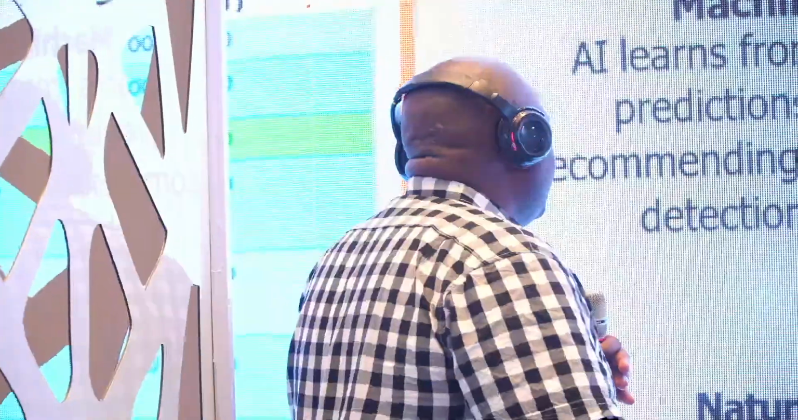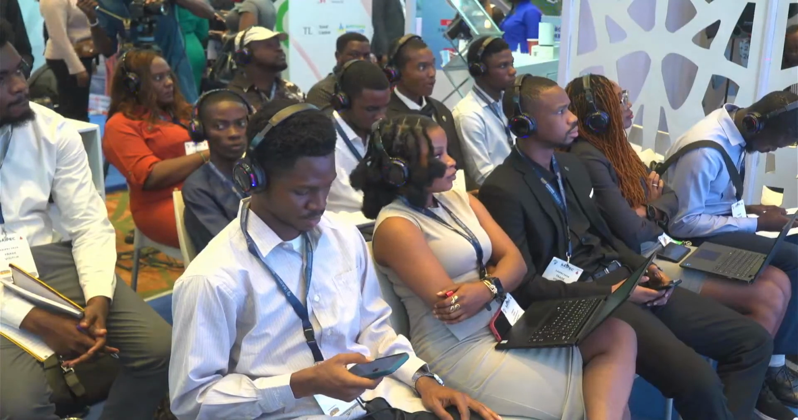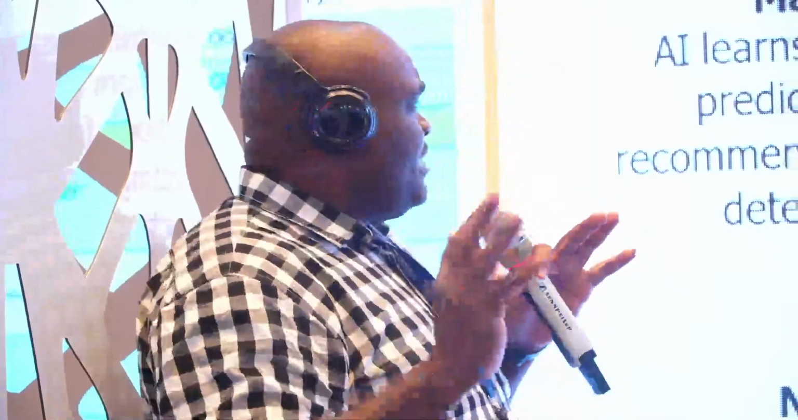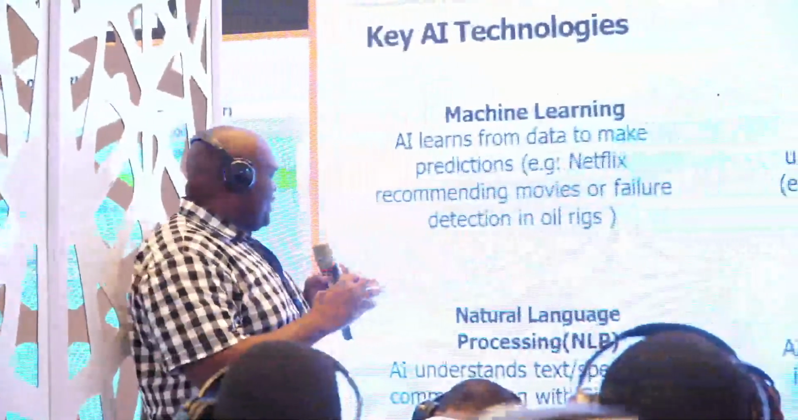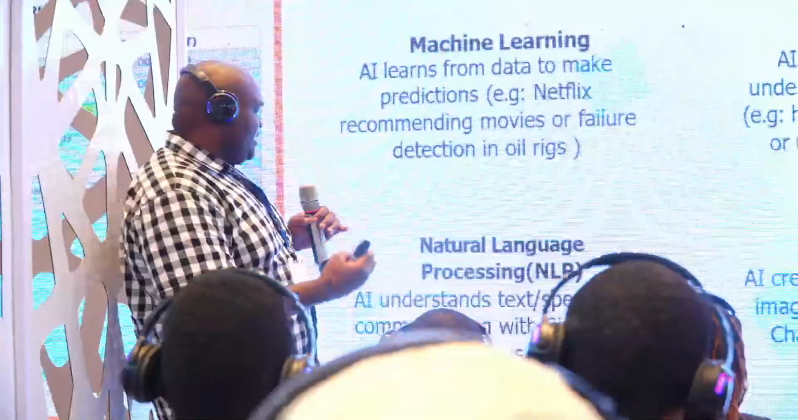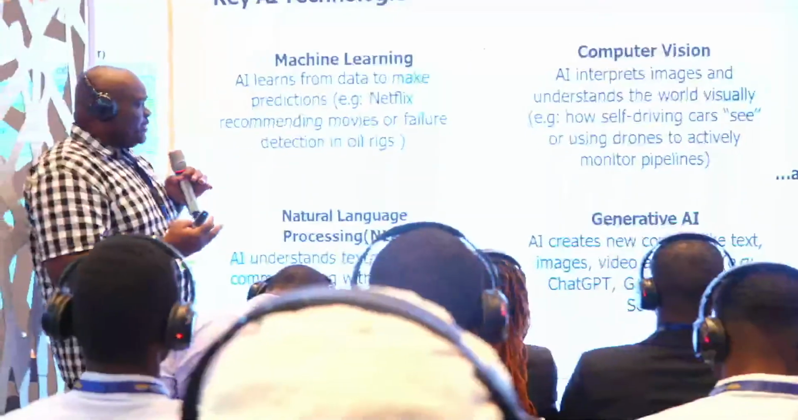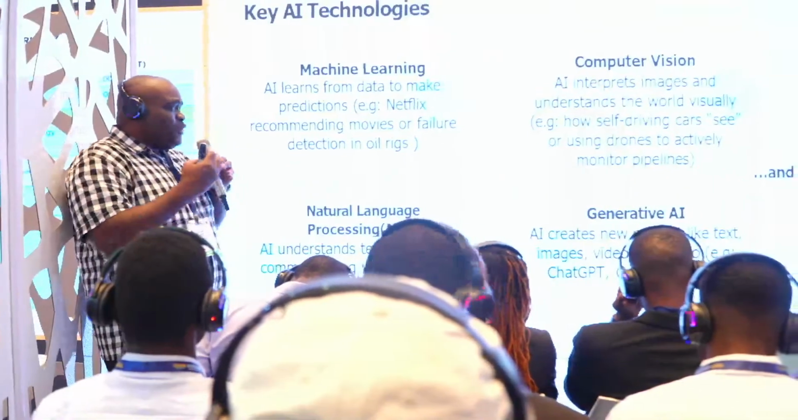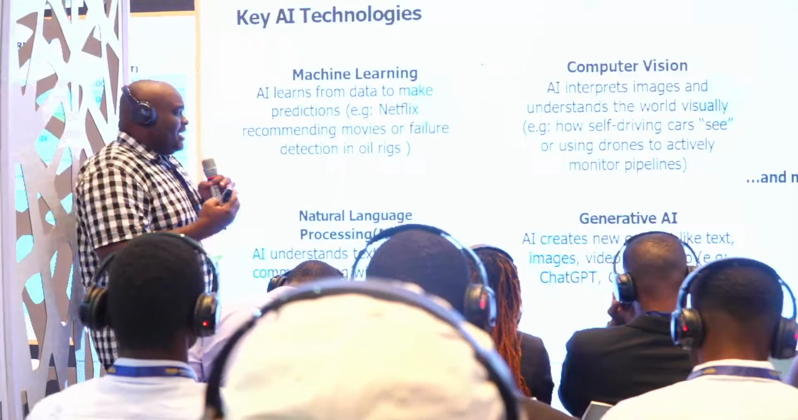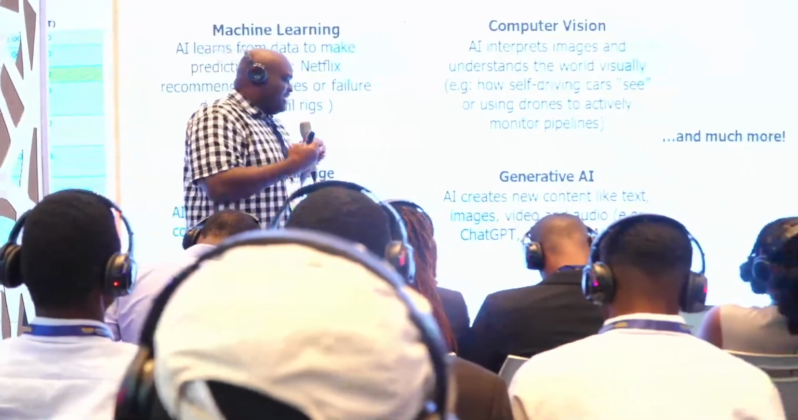So we're looking at key AI technologies. AI is a broad scope, but under it you have machine learning, where the AI learns from data to make day-to-day decisions. You have natural language processing (NLP), understanding text and speech and communicating, with software like Siri and Alexa. Then computer vision, where AI interprets images and understands the world visually, like self-driving cars. And then you have generative AI, where new content like text, images, and videos is created.